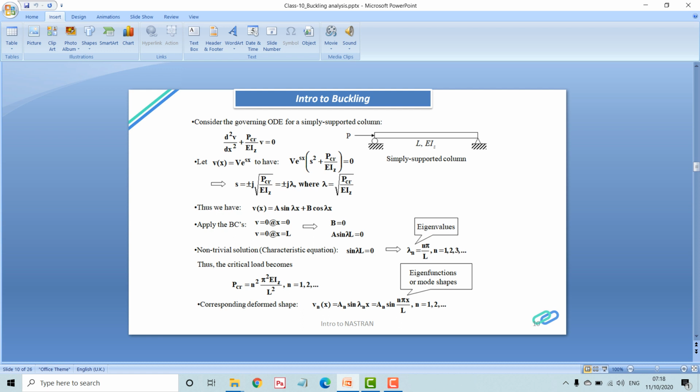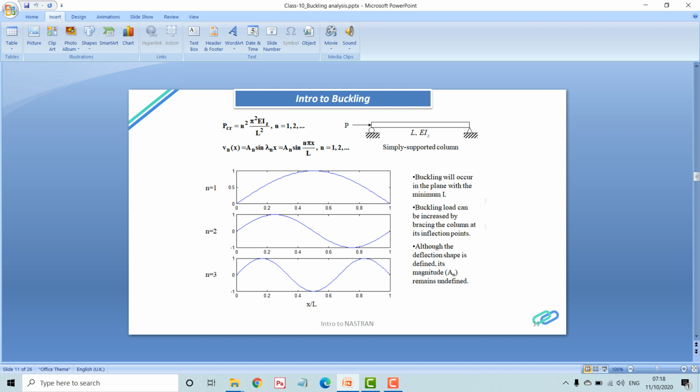So whatever non-trivial solution we see to the equation, which is the lambda, lambda is called the eigenvalues, and the x parameters will be the deflected mode shapes. So here, if you look, the critical buckling load is derived, and then, as I mentioned, the structure, which in this case is a column, undergoes the buckling phenomenon.